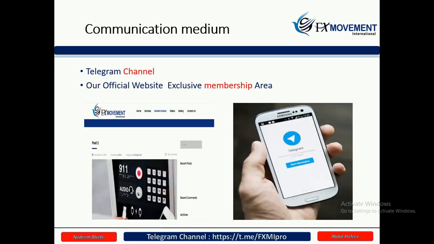Regarding the communication medium, there are two communication mediums for the signals. First is the Telegram secret channel. When you subscribe to us, then you will get the access. Second is our official website exclusive membership area. These two are the communication mediums from where you can get these signals after subscription.